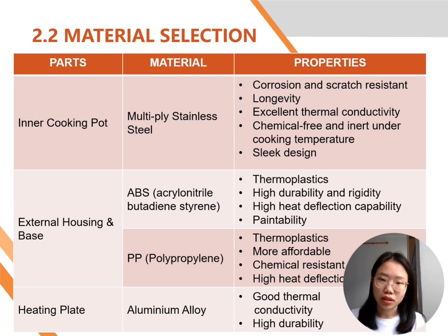And next is the heating plate. The material that we chose to make this part is aluminium alloy. It's not that we choose that, but there are not many choices that we have for this part. The important property required for this part is thermal conductivity, to ensure quick heat transfer from the heating element to the cooking surface, while the aluminium satisfies all the criteria, and it has excellent thermal conductivity and high durability.